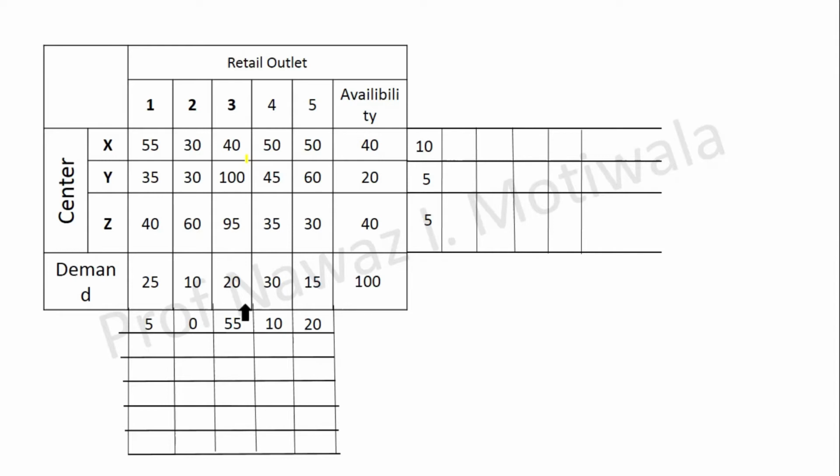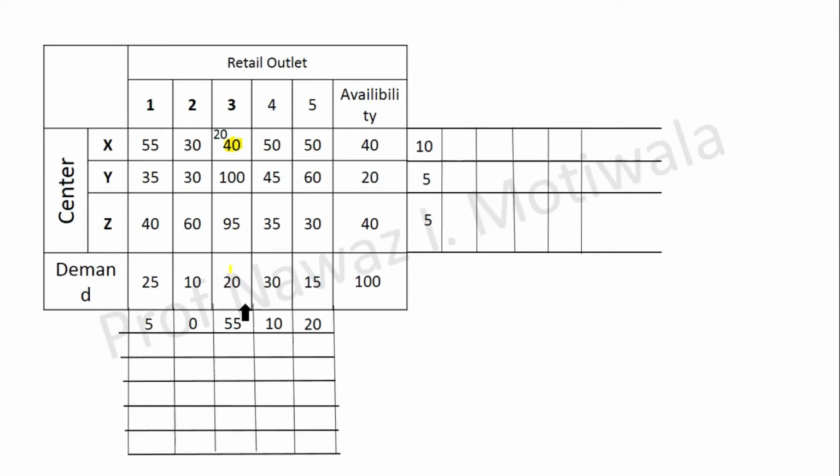So I have made an arrow here showing that this particular column will be selected. Now, in this selected column, where to allocate first? Allocation will be done at the minimum cost. In this column, the first minimum cost is this 40, so I will allocate here. And how much to allocate? Allocation will be the minimum of supply and demand. Here it is 40 and here it is 20, so 20 will be allocated.